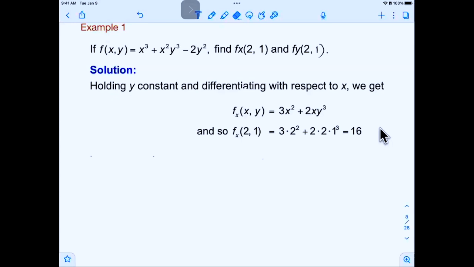And then now you can just substitute (2, 1) in it. So the partial derivative of the function with respect to y at (2, 1) will be, and you do the algebra, okay? And what did you get?